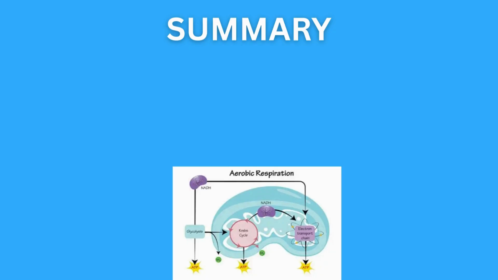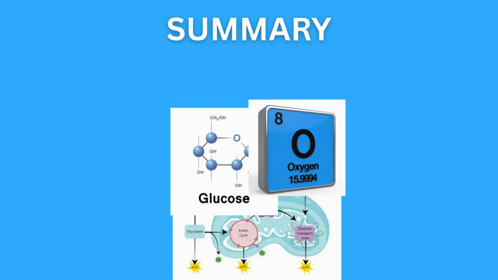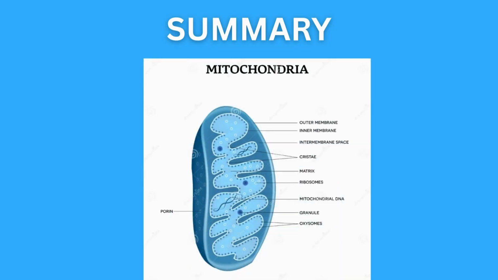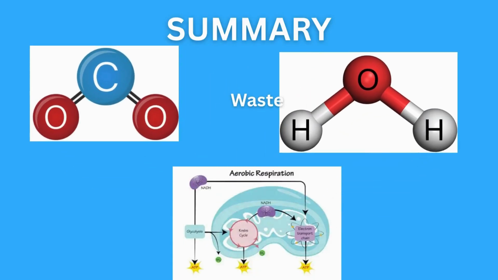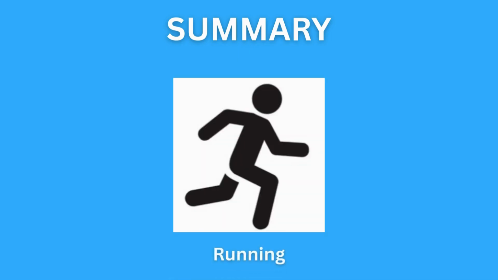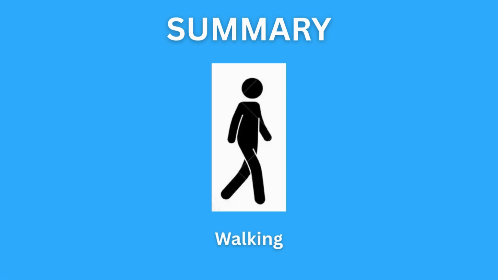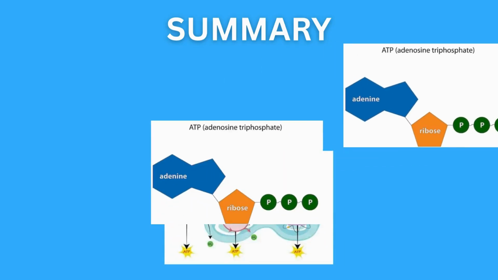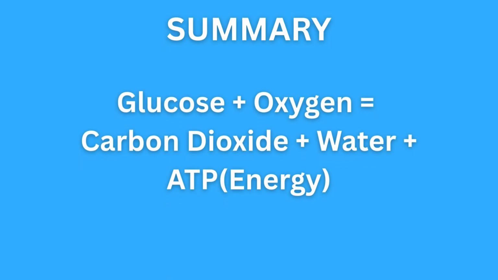In summary, aerobic respiration is how our cells turn glucose and oxygen into energy, or ATP. It happens in the mitochondria and produces carbon dioxide and water as waste. It's the reason your body works whether you are running, exercising, or walking. The more active you are, the more energy your cells need, and the faster aerobic respiration happens. Glucose plus oxygen equals carbon dioxide plus water plus ATP, or the energy.